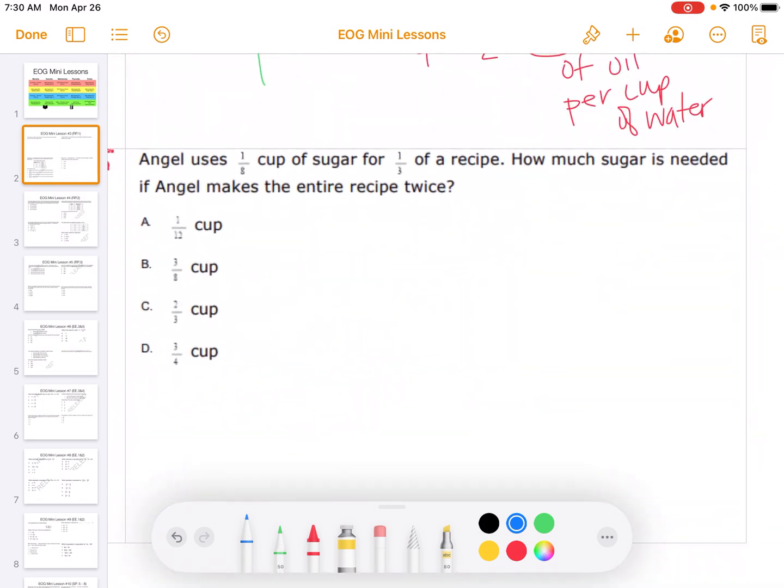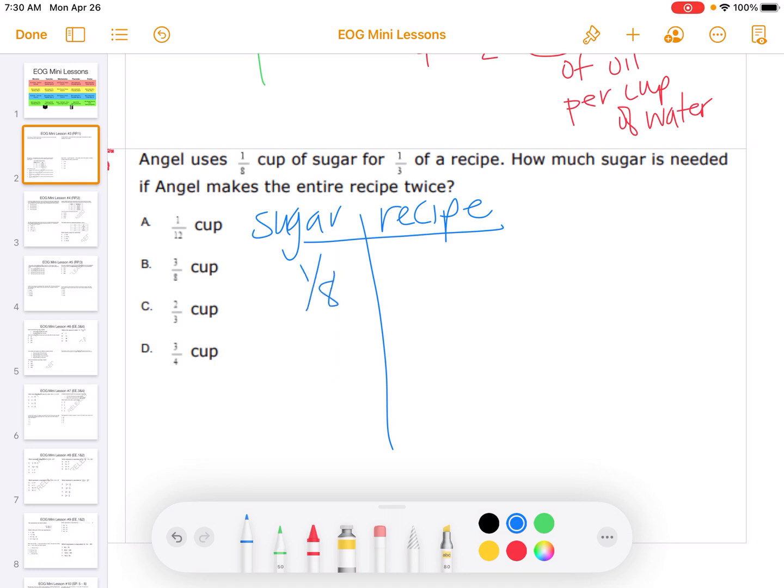Last one, Angel uses 1/8 of a cup of sugar for 1/3 of a recipe. How much sugar is needed if Angel makes the entire recipe twice? Okay, so I have sugar and I have recipe. I know that she uses 1/8 of a cup of sugar for 1/3 of the recipe, and she wants to make the recipe twice, so she wants 2 of the recipe.